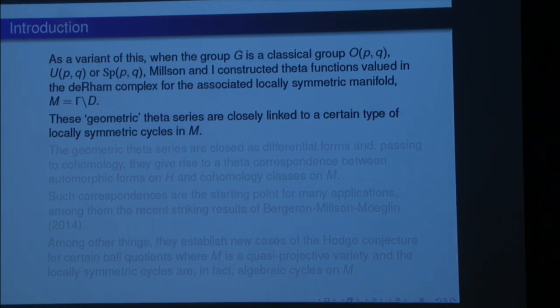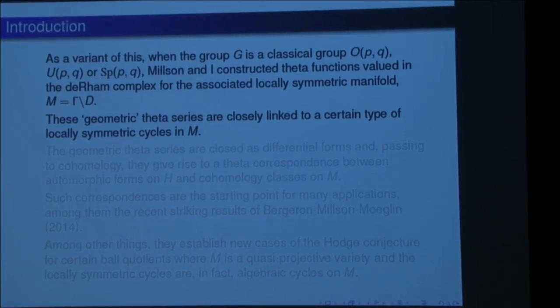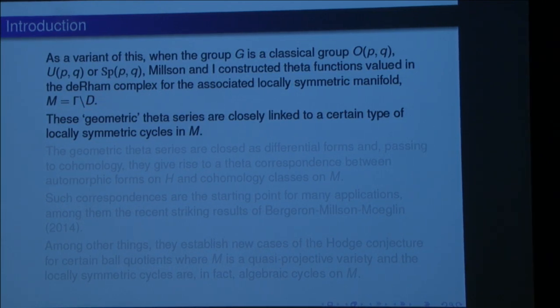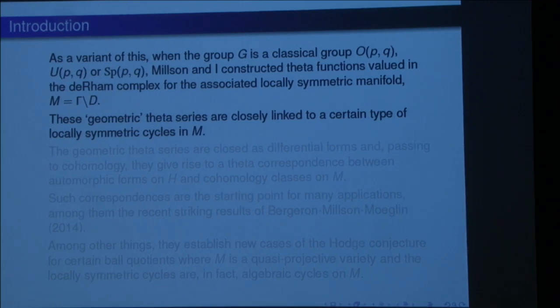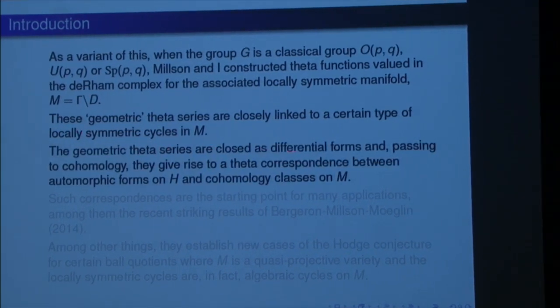They're closely linked to certain types of locally symmetric cycles in the manifold, either geodesic or Riemannian submanifolds inside of M, gotten mostly by taking some sub-symmetric spaces of D, folding them up, and looking at their images. The nice thing about these geometric theta functions is that they're actually closed as differential forms by construction, and so you can pass to their cohomology classes. They define cohomology classes with values in M.